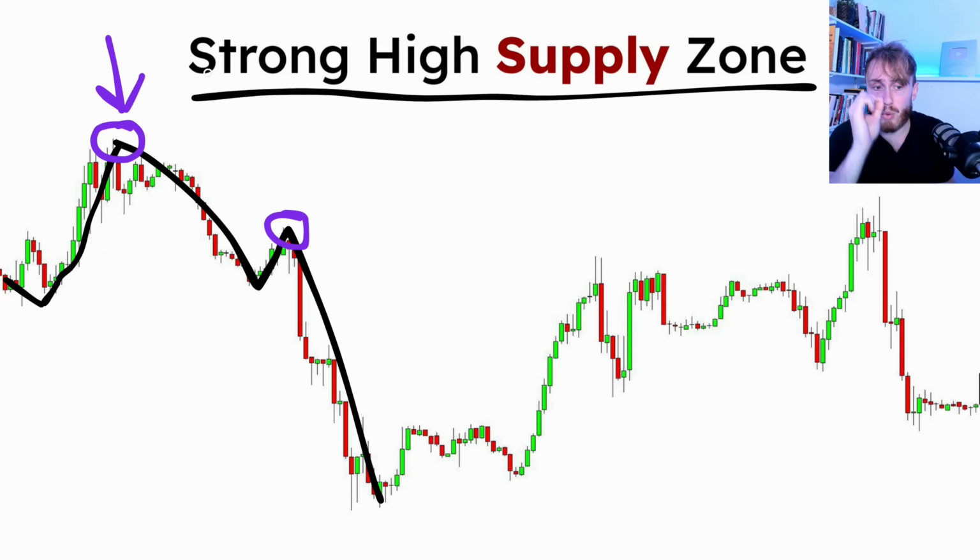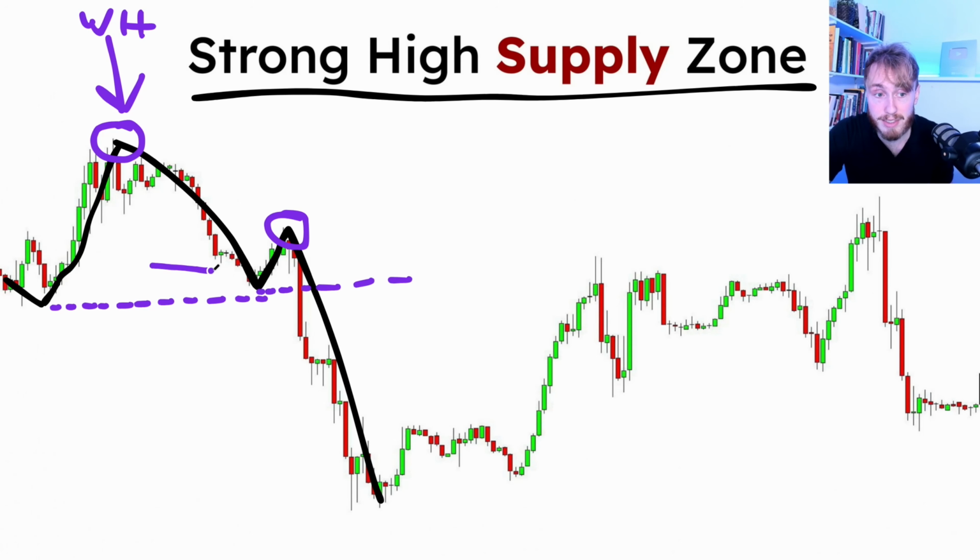Well, remember, in order for it to be a strong high, we need to break the previous low. And in this case, you can actually see that the previous low comes from this point right here. So from this high, we actually failed to break the previous low. So this right here was actually not a strong high. This right here was a weak high. We can write weak high right there. However, the next move you can clearly see clearly breaks the low right there. So this right here is a strong high. And since we're seeing a strong high, this might be a point where we see a strong high supply zone.